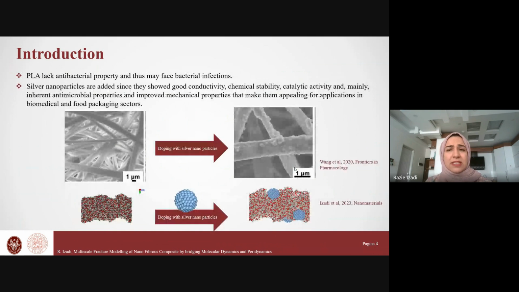However, PLA lacks antibacterial properties, and the PLA fibrous networks may cause infections, and they also need to be improved mechanically. One way to overcome these limitations is surface coating. For example, by doping polylactic acid with silver nanoparticles, it will give the fibrous network antibacterial features. It will improve the mechanical properties as well as properties like conductivity and chemical stability, and therefore they become more ideal for applications like biomedical applications or food packaging.